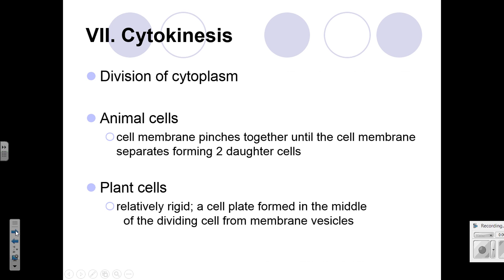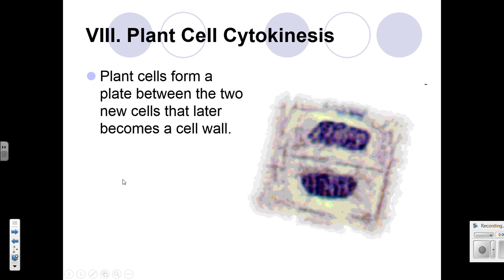Okay, in an animal cell, cytokinesis just looks like that pinching that we saw, making a new cell membrane. In a plant, because they don't really have that loose cell membrane, they're going to form a cell plate in the middle, which is a new cell wall. Okay, so here you can see that cell plate dividing in the middle.